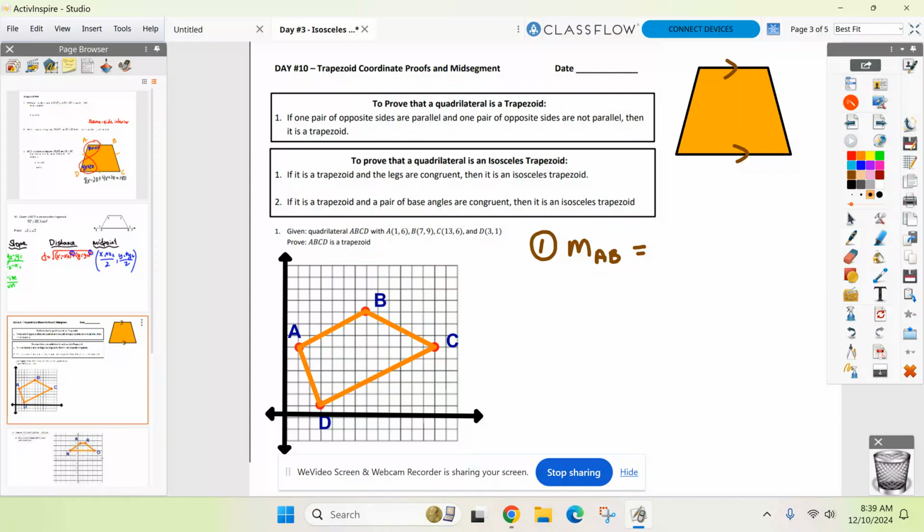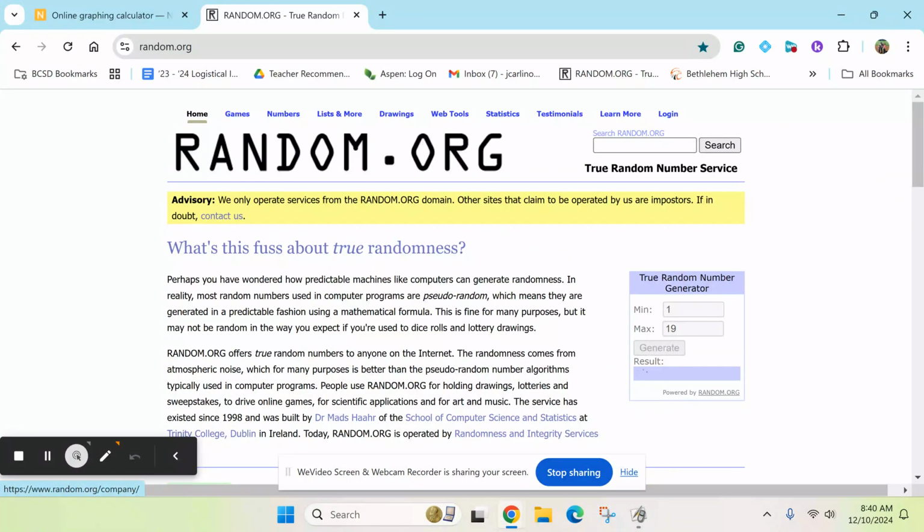5. 1, 2, 3, 4, 5. Make sure you check your A and B again. Check your A and B. Make sure that's definitely 1, 6 and that's 7, 9. I don't want you to be off here. Going up and over. We'll come back though.